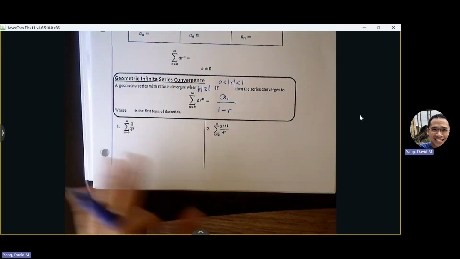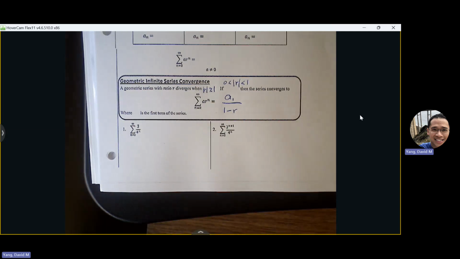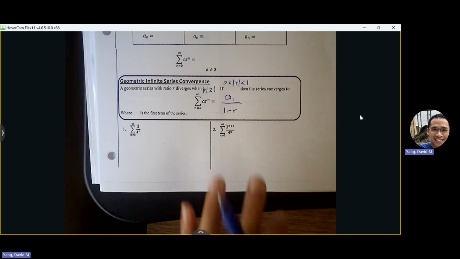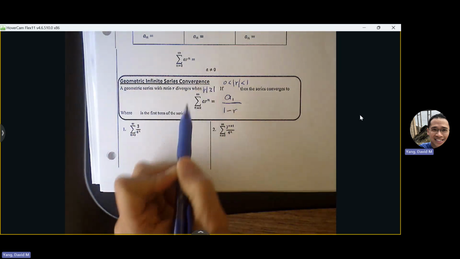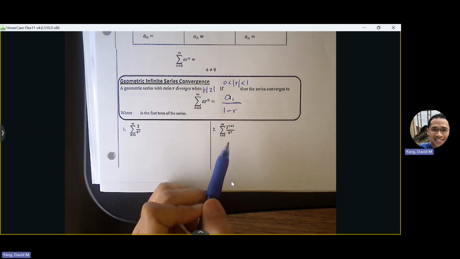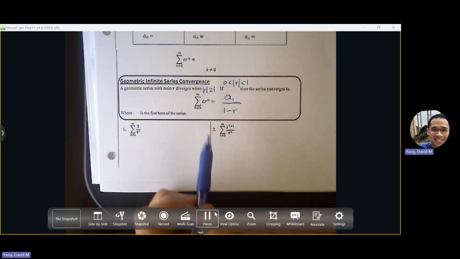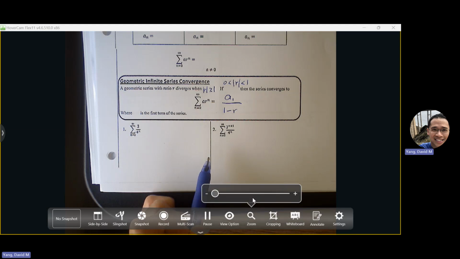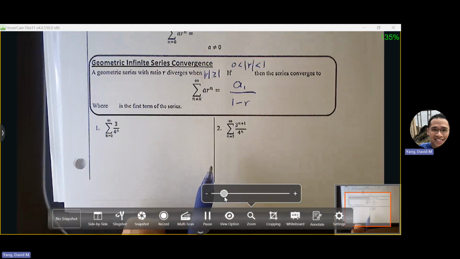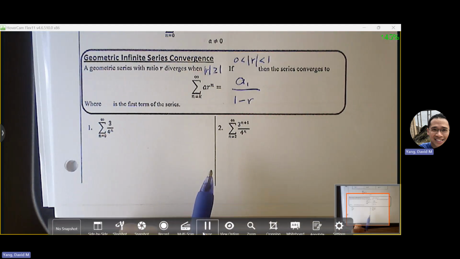Sometimes it may not be very apparent that something is a geometric series. Sometimes it helps to manipulate the expression into something that fits our form a little easier, so we can pick out our a sub 1 and our ratio, and first determine whether a series converges or diverges, and then, if asked, find the sum as well.